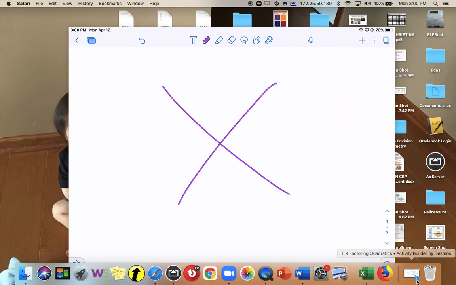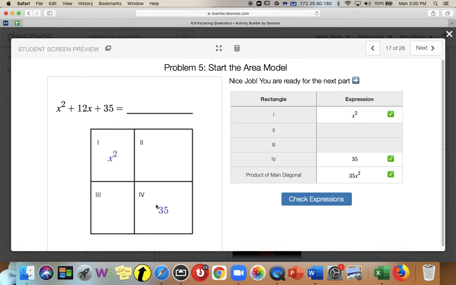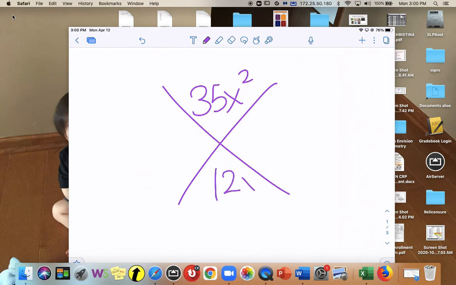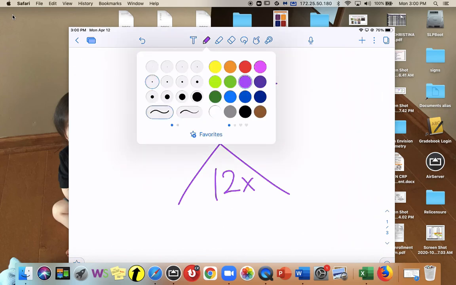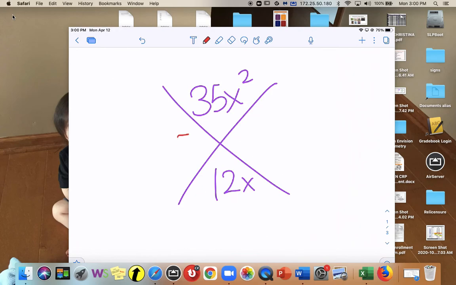And we want two numbers that multiply to, again, the product of the diagonal, so 35x squared, that add to the middle number, the number with the x, and in this case, it's 12x. So they add to 12x. Okay. So now we play around with the 35. What multiplies to 35 that adds to 12? And I know that that would be 5 and 7. And since there's an x squared and an x, we need x's with each of these. So 5x and 7x, they multiply to 35x squared, and they add to 12x. And those will be the inside of our boxes.